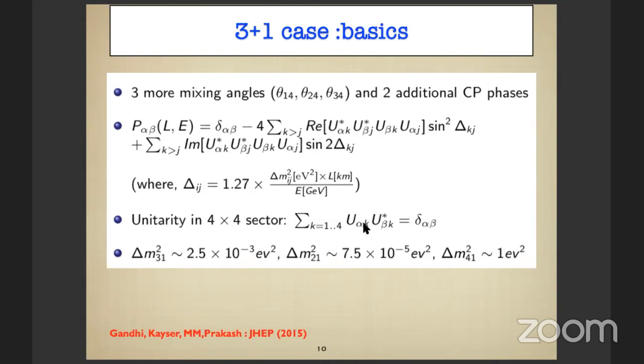Okay, the mixing matrix U now becomes a 4x4 matrix because of this new species of neutrino. And there is an extra mass square difference, delta m square 41, that is of the order of 1 eV square. There are various hints from many experiments such as LSND, MiniBooNE, etc., that the mass square difference lies in that ballpark.